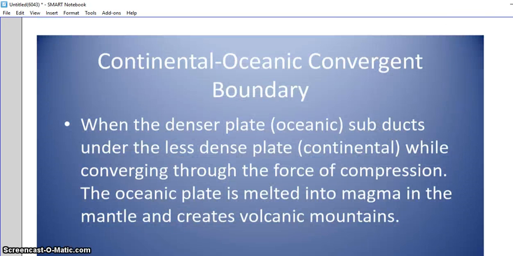All right, so then we have the continental-oceanic convergent boundary. We have our continental plate, our land plate, and then our oceanic plate coming together. The oceanic plate is made mostly of igneous rock, so it is a lot denser, and it sinks underneath the less dense continental plate. When that happens, it creates the force of compression, and the oceanic plate is melted into magma in the mantle, and it creates volcanic mountains on land.